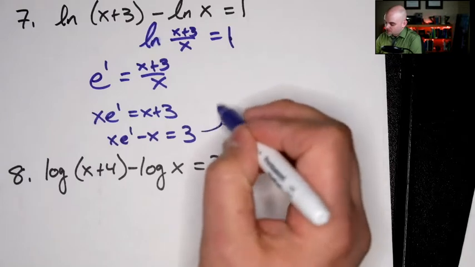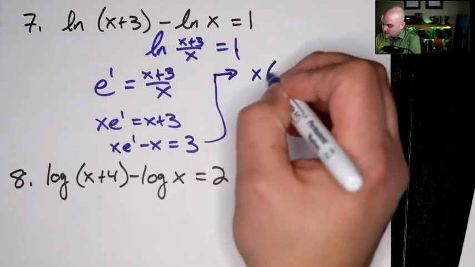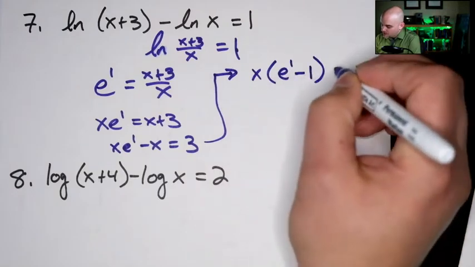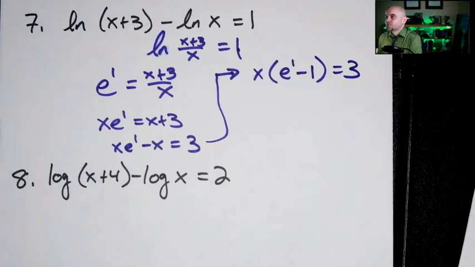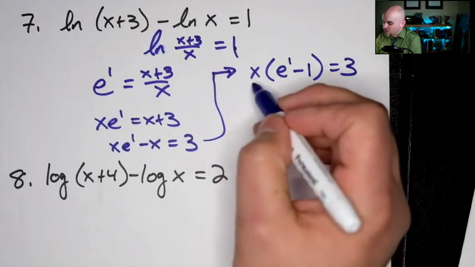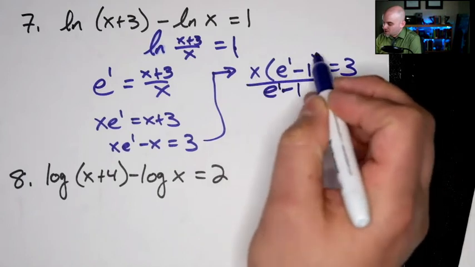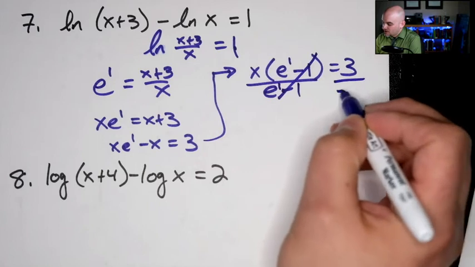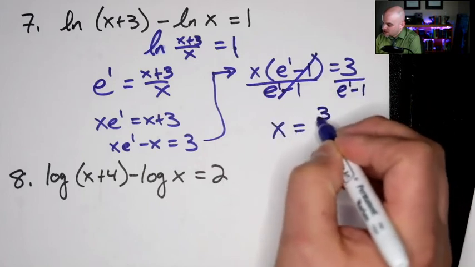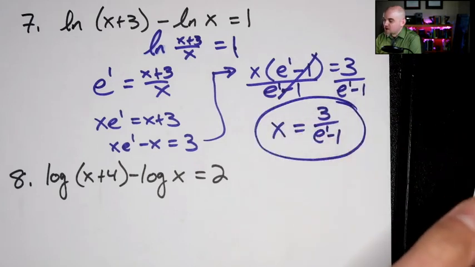So I'm going to continue this problem up here. If I factor out an x, I get x times e to the first minus 1, and that equals 3. Then divide both sides by e to the first minus 1. That cancels that out, and I do it to this side as well. And so I end up getting x equals 3 over e to the first minus 1. That's my answer right there.